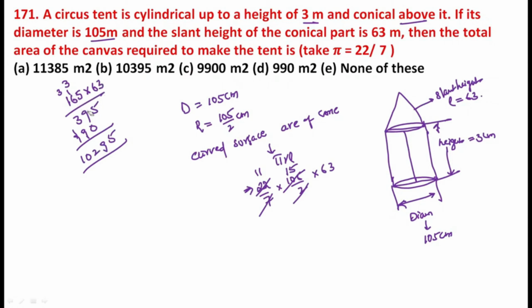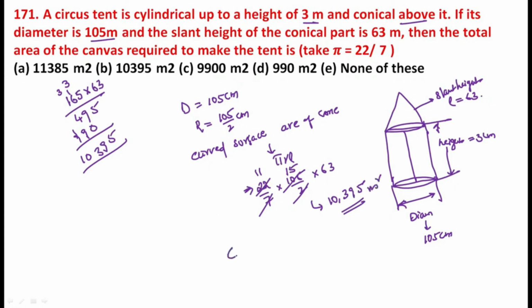3s are 15, 6 3s are 18, 19, 1 carry forward. It's a 4 guys, 1 carry forward. So it's 10,395 meters square. That's the curved surface area of the cone.